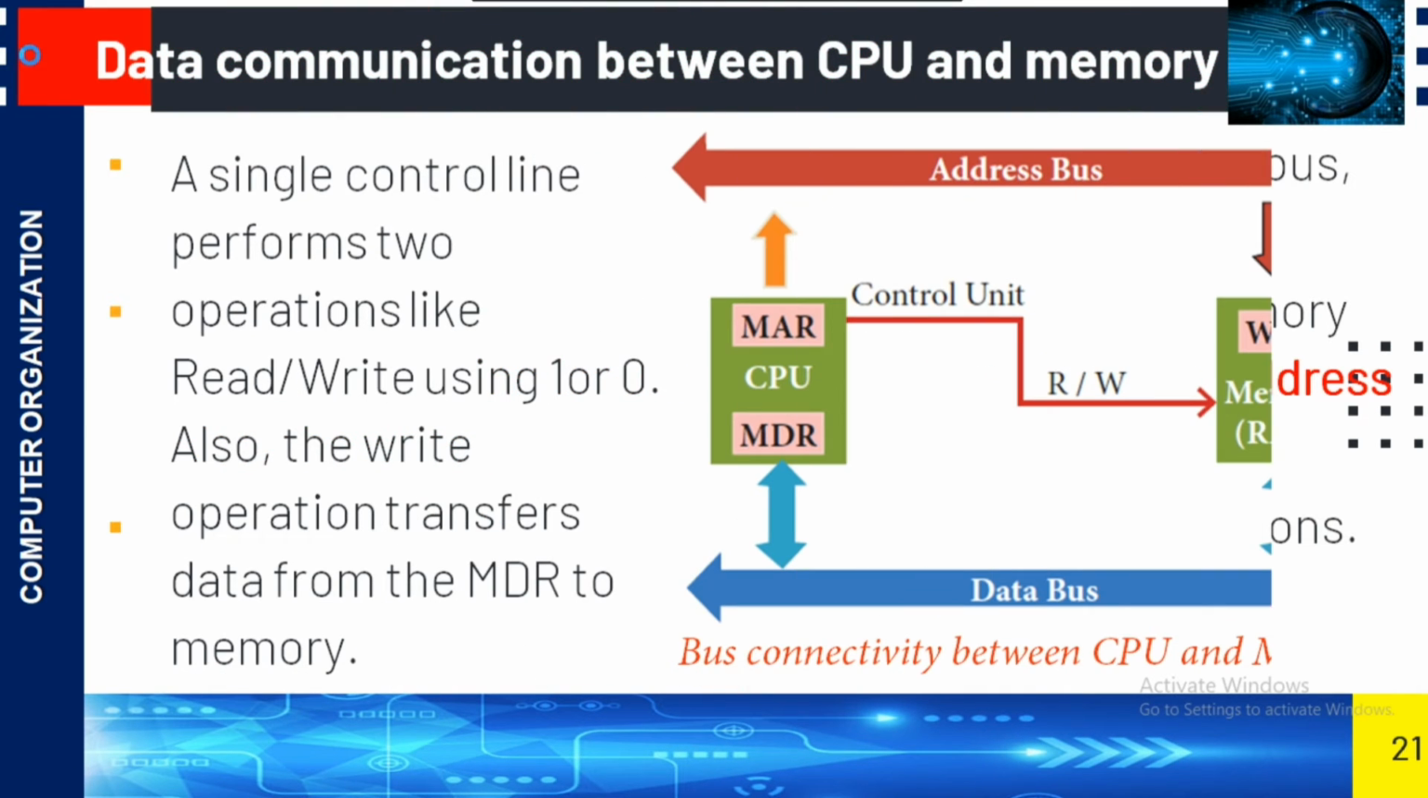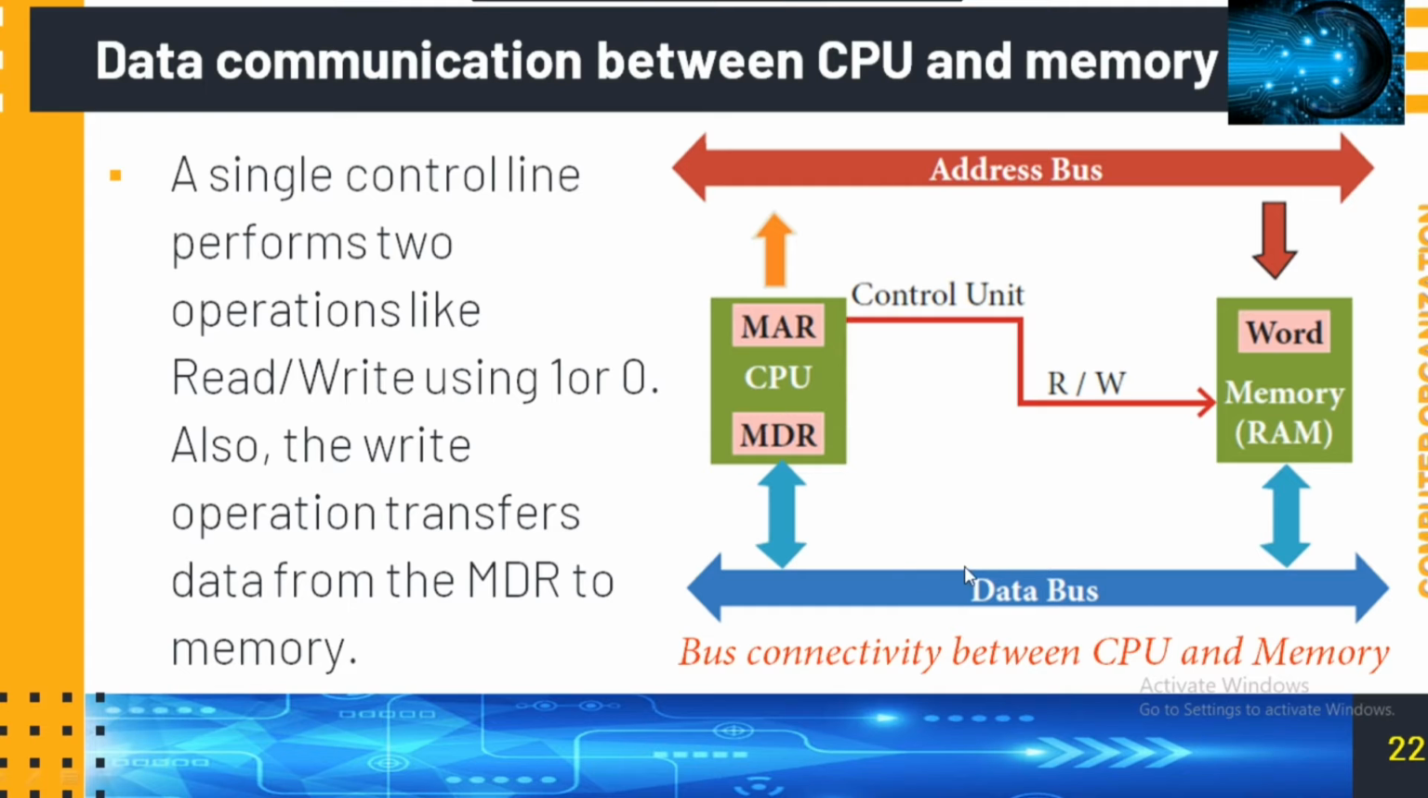Now you can see the block diagram of how it works: bus connectivity between the CPU and the memory. A single control line performs two operations, read or write. We already know that if we want to do any process in the computer, the control unit must give a signal to that particular unit to be ready to work. If we want to get an input from the keyboard, the control unit passes a signal to the keyboard, and only then is the keyboard ready to accept the input.